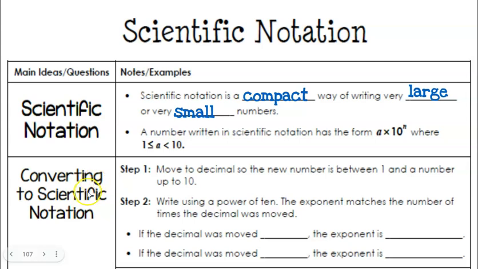Okay, so when you are converting to scientific notation, step 1 is you're going to move the decimal to make a new number between 1 and 10. Then you're going to write using a power of 10. The exponent matches the number of times the decimal was moved. So if the decimal was moved to the left, the exponent is going to be positive. If the decimal was moved to the right, the exponent is going to be negative. We're going to probably refer back to this a couple of times, so this is very important for you to understand. Now, if you need more time, hit pause, but I'm moving on.